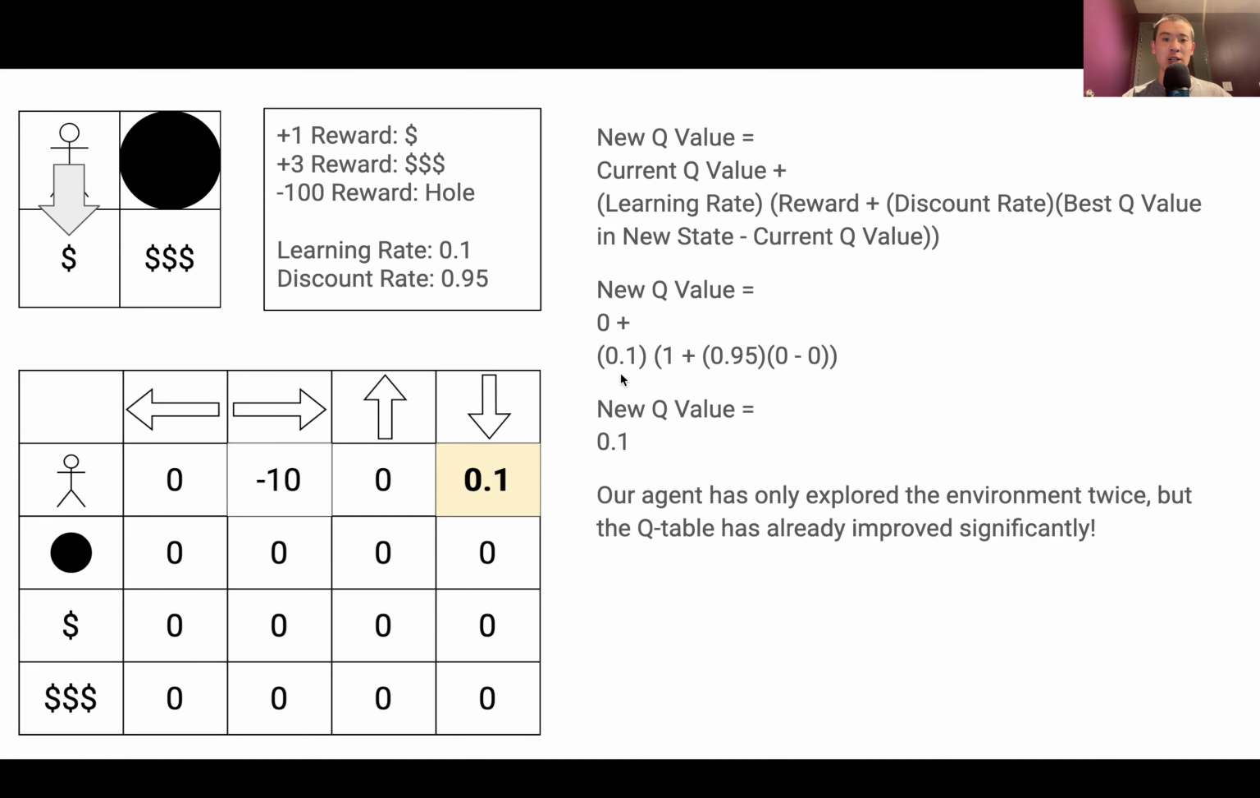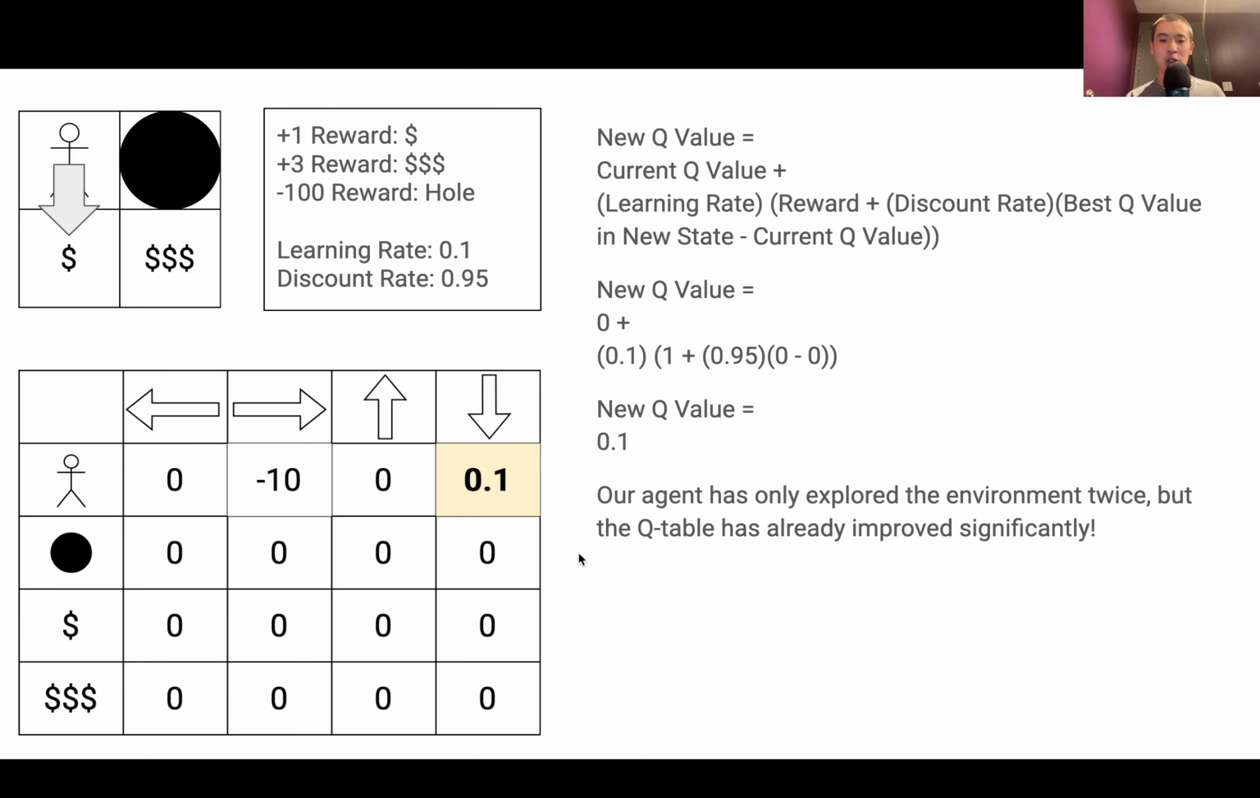Here's the equation. Here are the numbers. Let's go over them very quickly again. Current Q value, it was previously a 0. Learning rate is 0.1. The $1 sign is plus 1 reward. So here's the plus 1 reward, plus the discount rate times the best Q value in the new state minus the current Q value, 0 minus 0. The new Q value is 0.1.